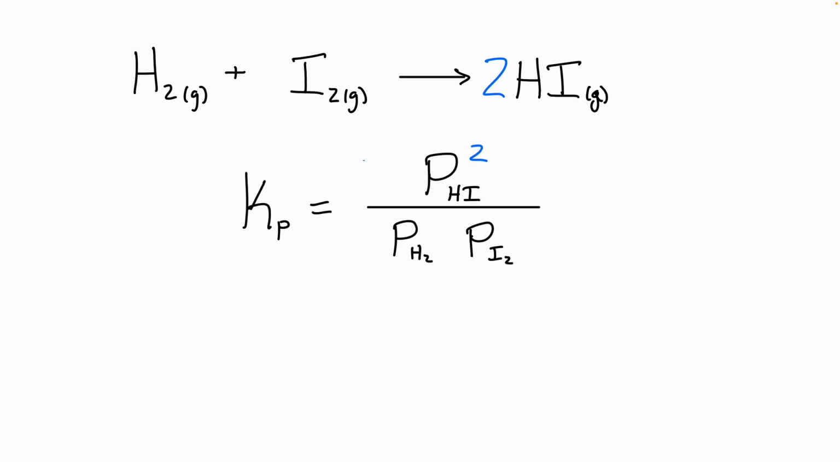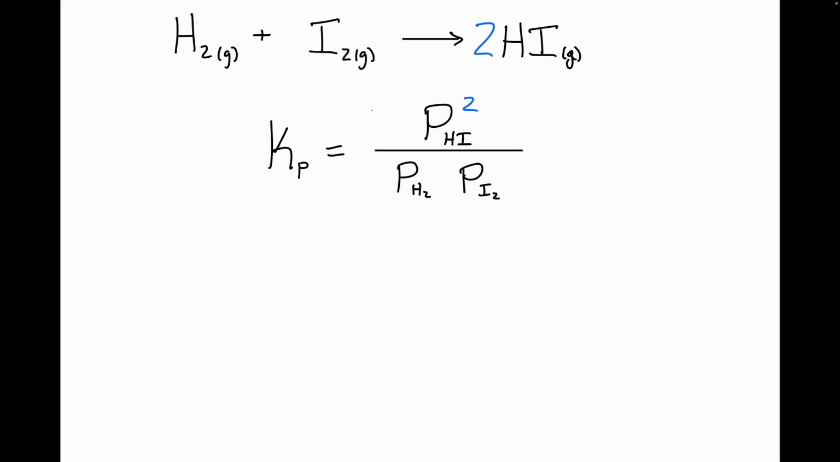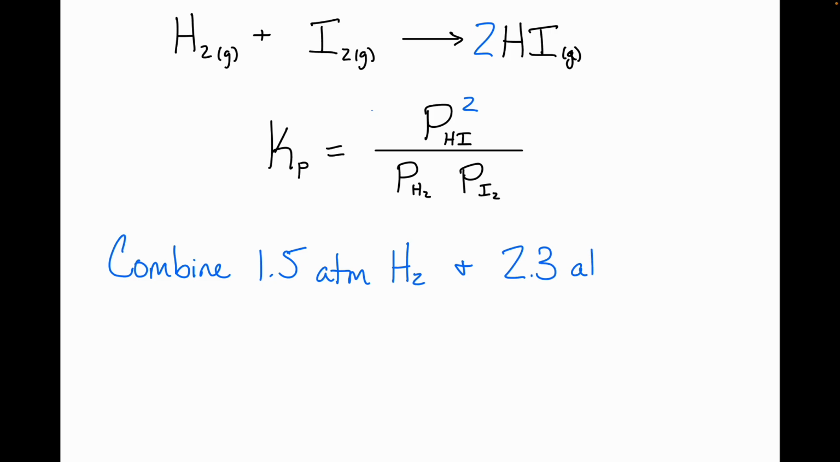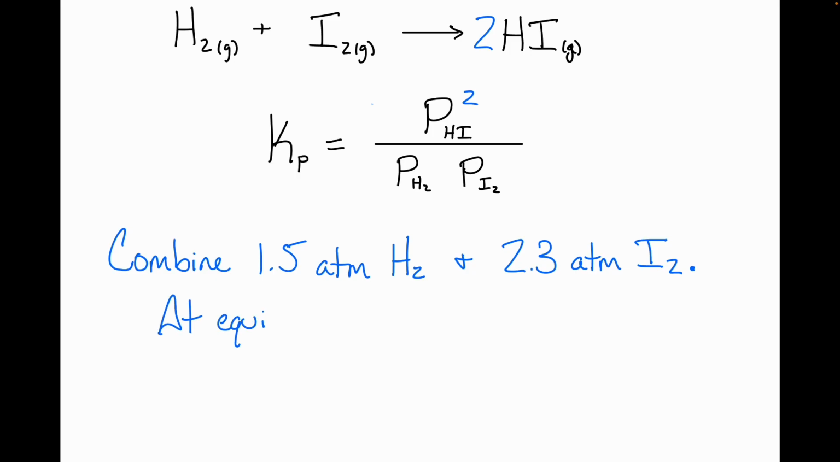Okay, so now let's try to use this one here. All right, we're going to combine 1.5 atm of hydrogen and 2.3 atm of iodine. They are going to react together to form our product, hydrogen iodide. And I'm going to tell you that at equilibrium, the pressure of that hydrogen is now equal to 0.25 atm.